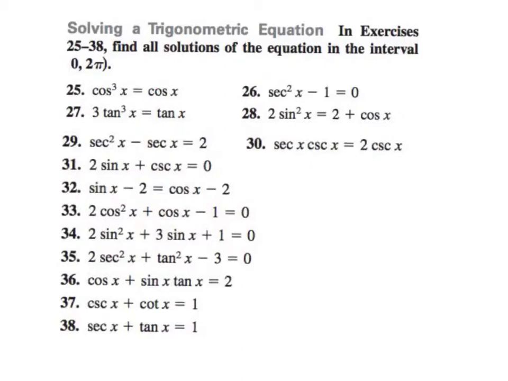Alright, in the next set of problems, we are on the interval from 0 to 2 pi. Here, there should be a bracket. We're including 0, not including 2 pi. So 2 pi is not part of our solution set. We're approaching it, we're not equaling it. So we're finding all solutions. So let's take a look at some odd ones.